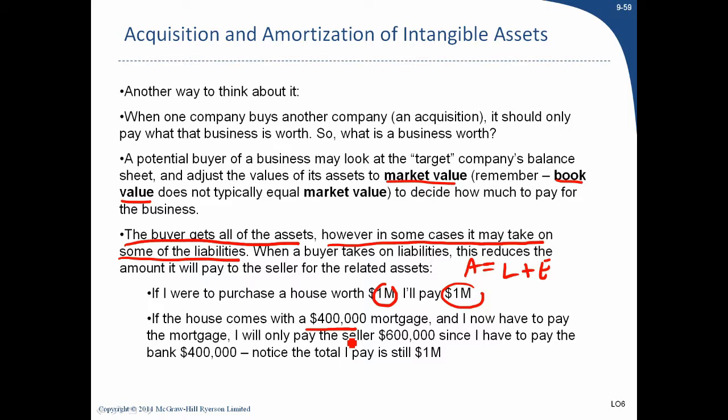I gave you 600 grand cash, and I assumed a $400,000 loan. It's the same type of transaction as if I went to the bank for 400 grand, they gave me cash, I used 600 grand of my own cash and paid you $1 million. What position am I in? Net assets are 600 grand, liabilities are 400 grand, the asset is still worth $1 million, right?